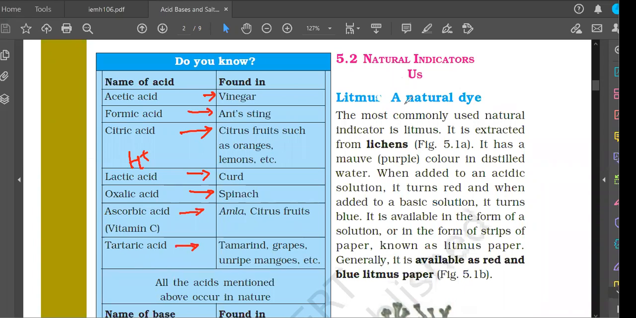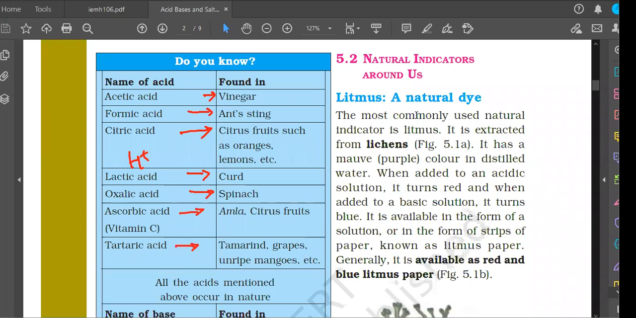So for now, yes, you need to remember this order. This is important, you will be asked which acid is present in these substances. Okay, now let's talk about bases.